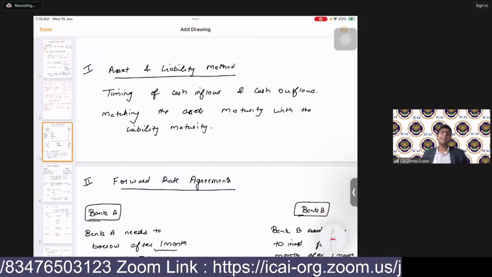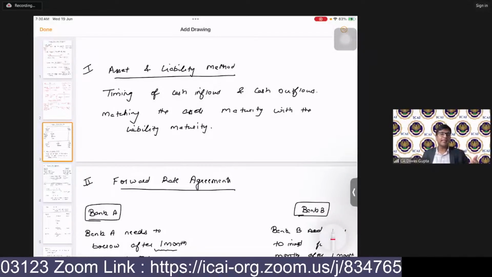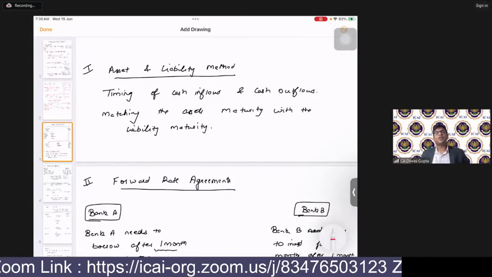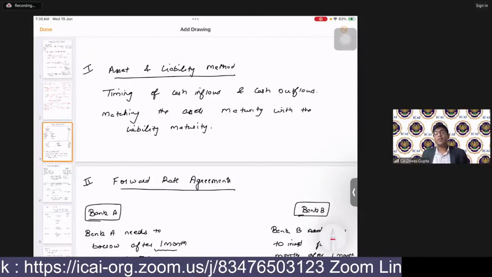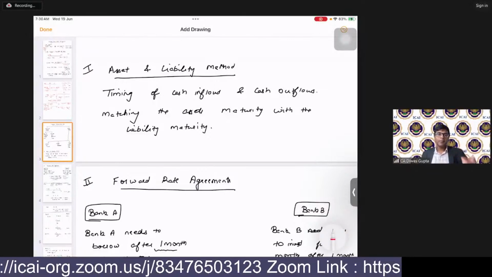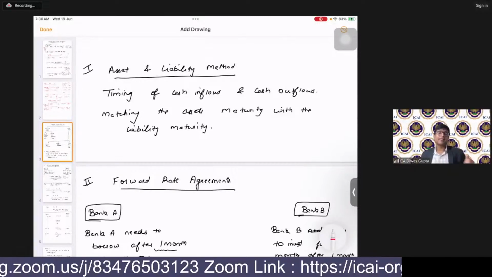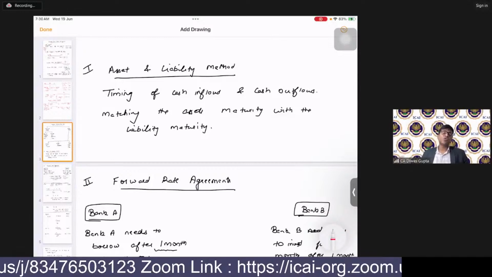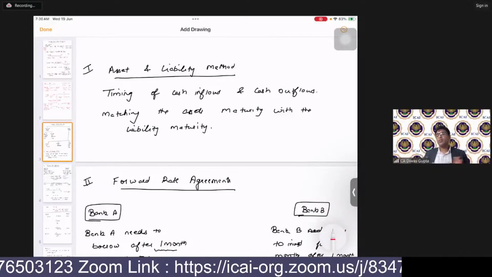So in all these cases, we are trying to match the asset realization cycle with the liability payment cycle. This is what the asset and liability method is. In this process, first of all, we have to see what my payments are, or let's say what my cash outflow timings are. On the other hand, we also plot the cash inflow timings, and we try to match them.